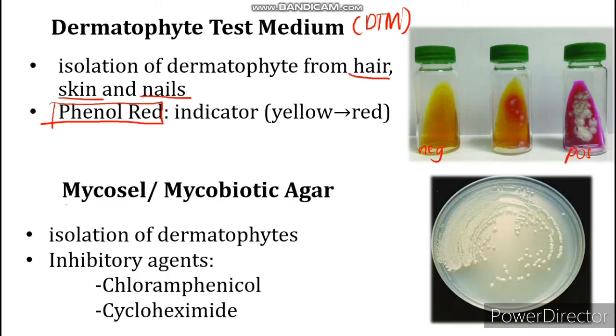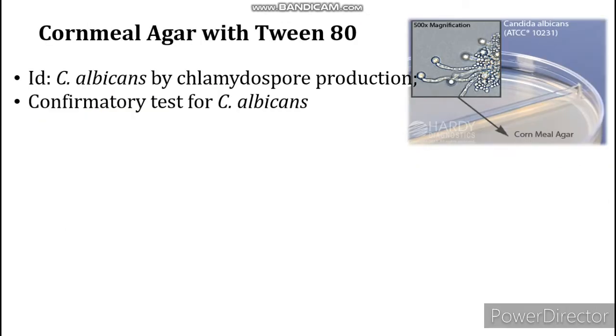Next, you have your mycosel or mycobiotic agar. This is also used for the isolation of dermatophytes, but in plate form. Aside from that, it contains inhibitory agents, which are chloramphenicol and cycloheximide. Next, your cornmeal agar with Tween 80, as I've mentioned a while ago, is used for the identification of Candida albicans by the presence of chlamydospores. And again, it's the confirmatory test for Candida albicans.